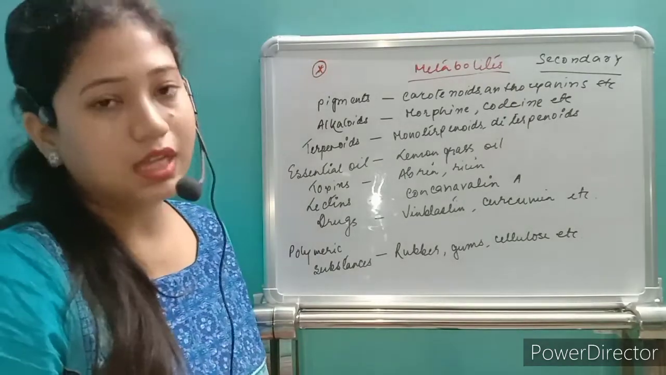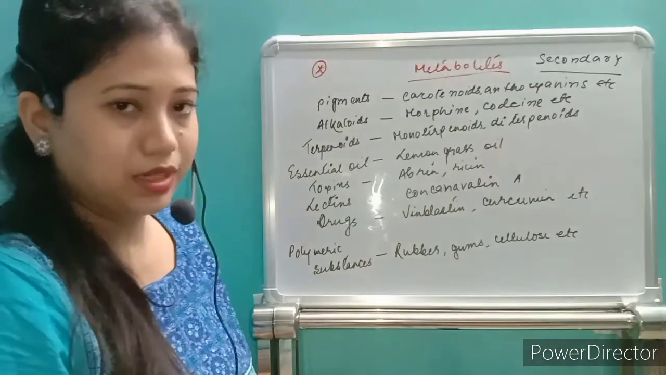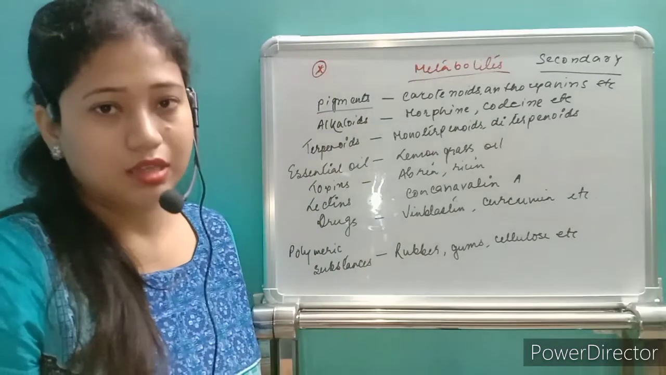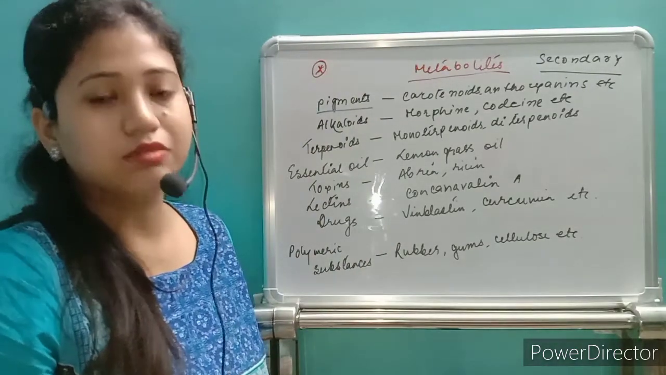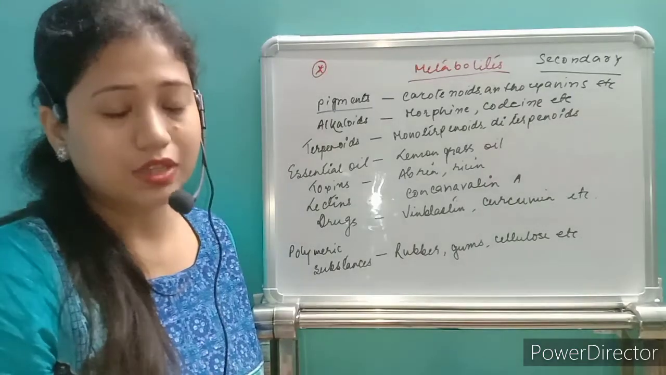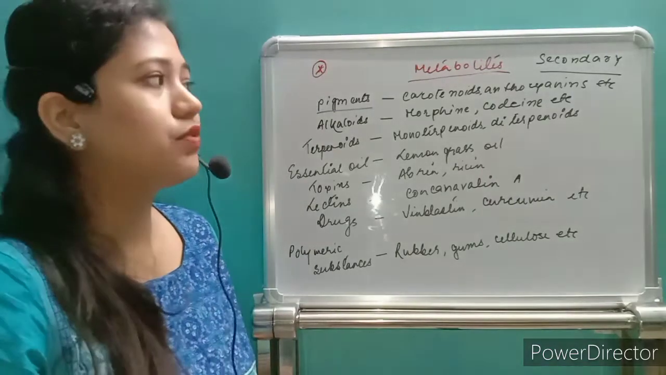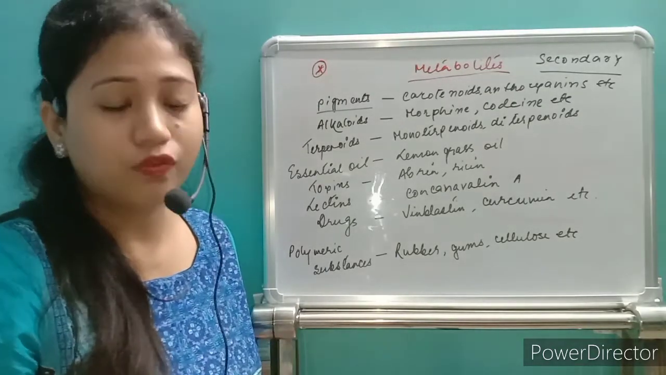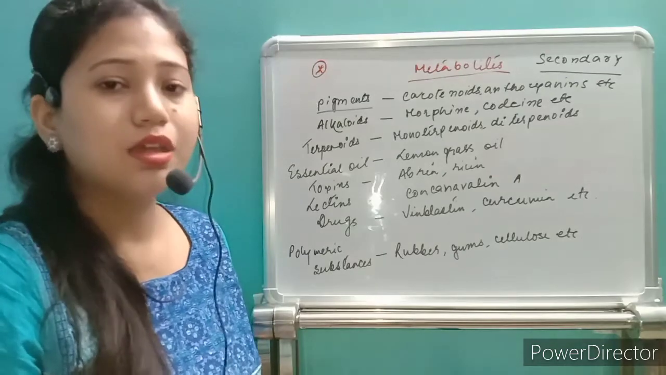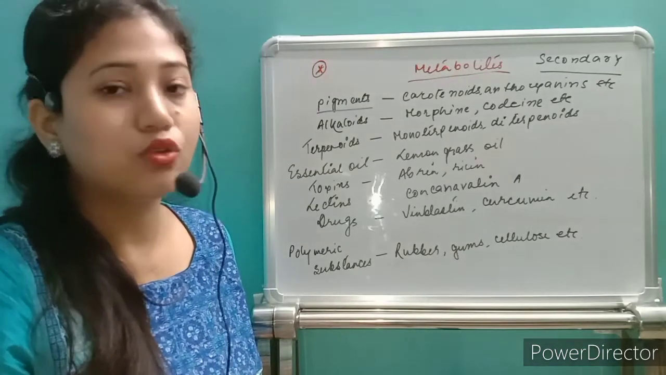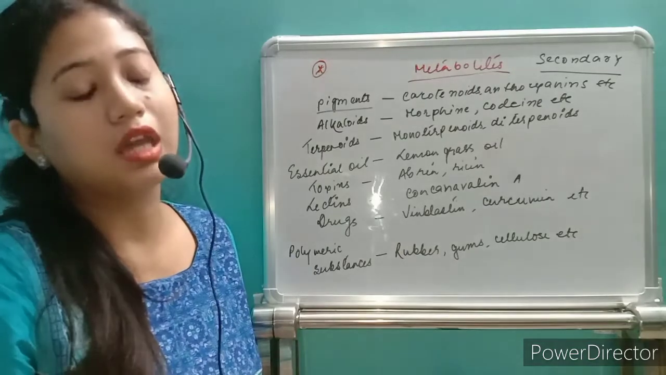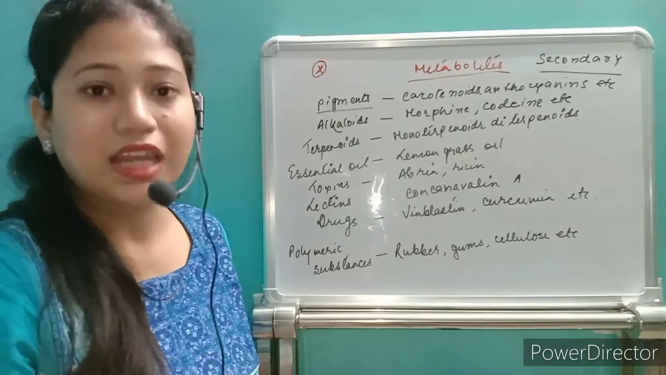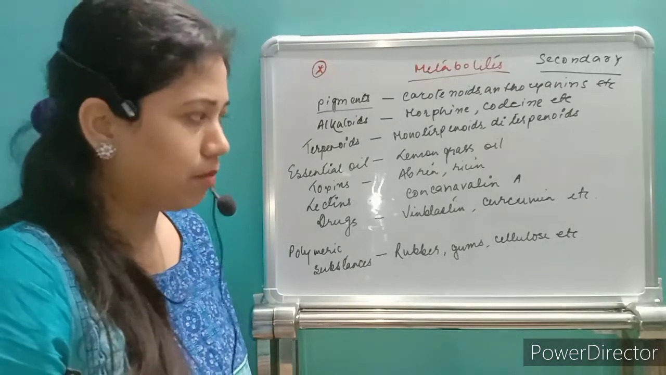So let's see some of the secondary metabolites. The first one is the pigments. We have already heard about different types of fungi which have different colors. Different fungi, bacteria, microorganisms, as well as plants, produce different types of pigments, but they don't have any known function. Yes, they produce some colors, but those colors are not essential for carrying out different metabolic processes, like digestion or cell growth. These are not that important.